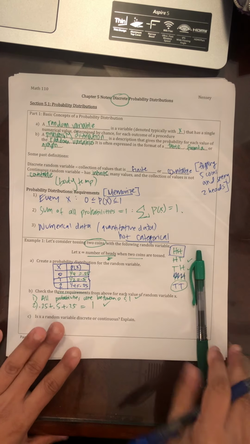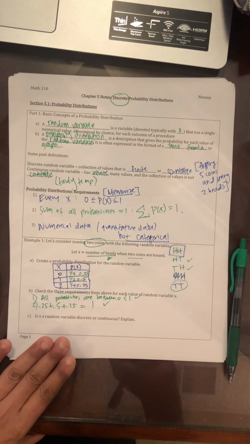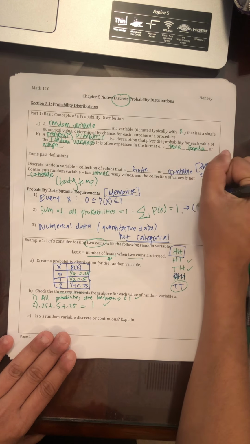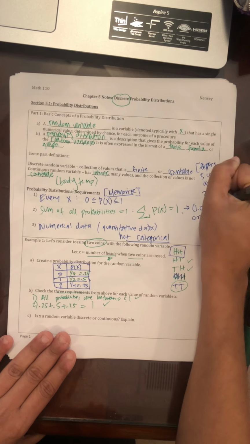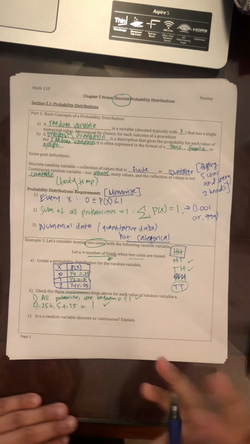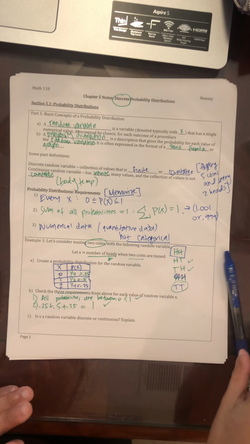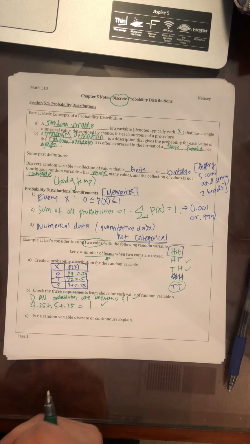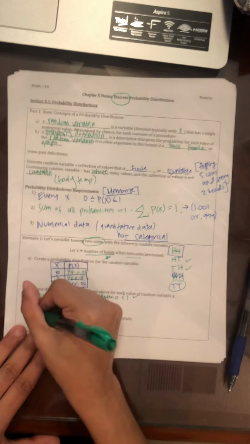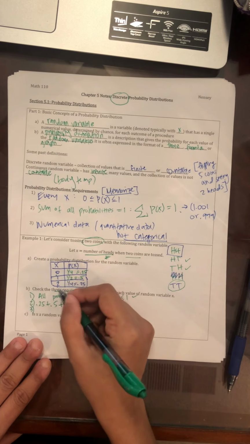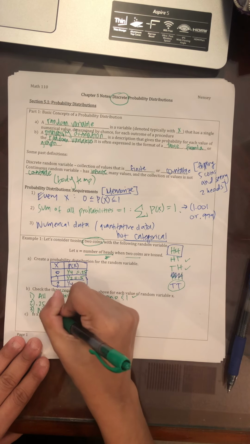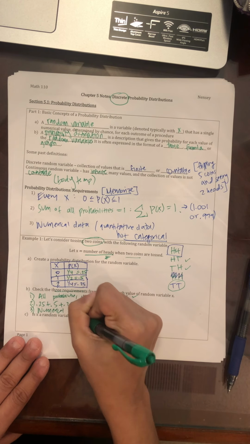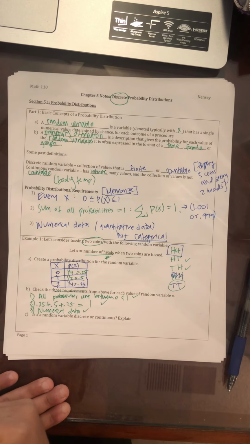Notice I am literally showing my work for this. A little side note is for this one right here, you can get like 1.001 or 0.999. If you're close enough, that's fine. As long as you're close, it doesn't have to be exactly 1, and that's just because of the rounding situation. And the third one is, is it numerical data? Yes, it is. And so we're good.